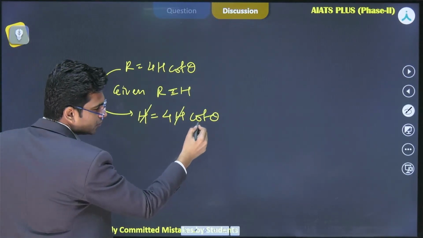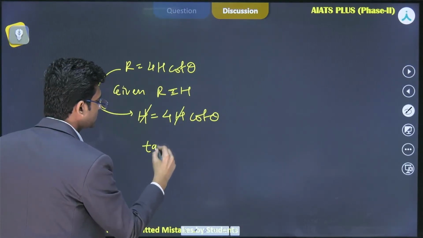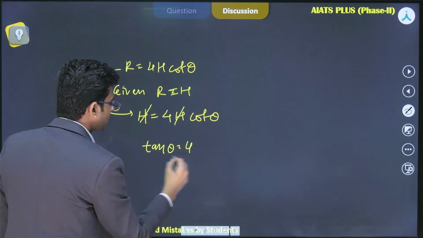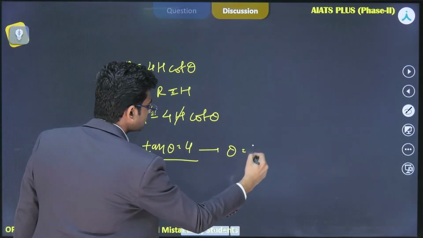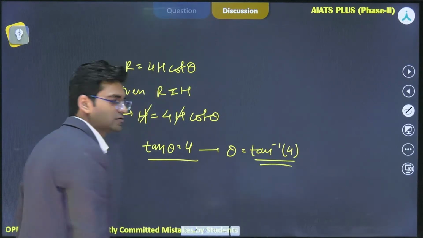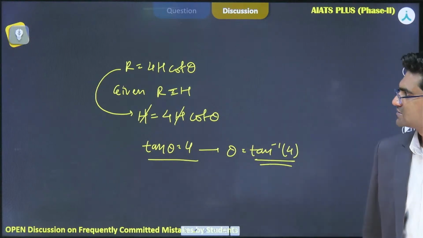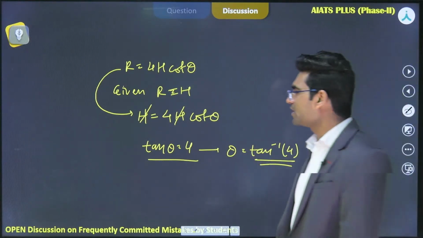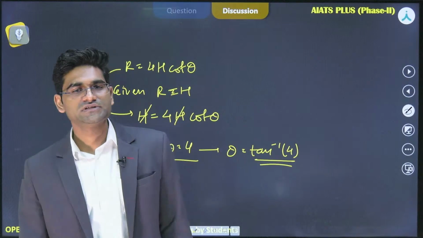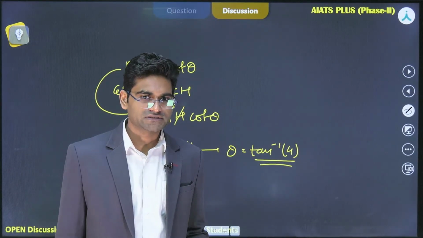This is cot theta, right? So cot theta can be written as 1 by tan theta. So this will become tan theta is equal to 4, and the answer would be theta is equal to tan inverse 4. So I have shown you two methods. Whichever method is remembered by you very well, or the formula which you can recall easily, can be used to solve this kind of questions.